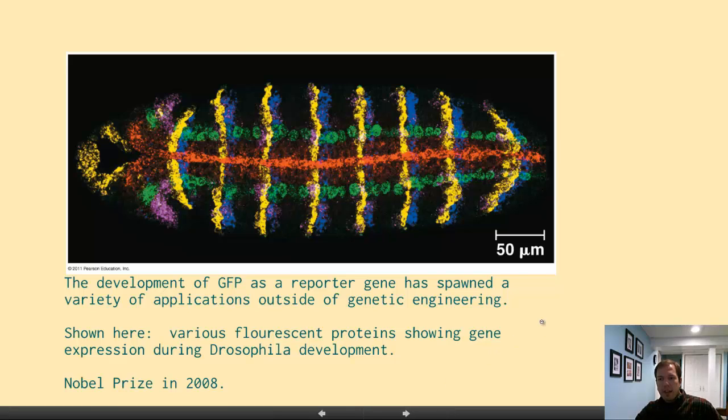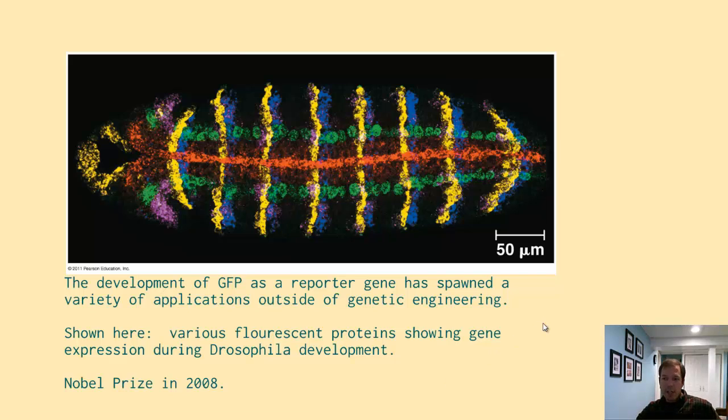The other applications for this beyond genetic engineering include just being able to tag and target particular genes to see when and where those things are going to be expressed. So in this case, this is showing the larva of a Drosophila. You can see that the head is on the left, the tail would be on the right, and you can see there's a number of different proteins that have been tagged with fluorescent proteins. Each of those reporter genes has been inserted into the DNA of the Drosophila, and so when those particular proteins are expressed, they glow with these different colors.